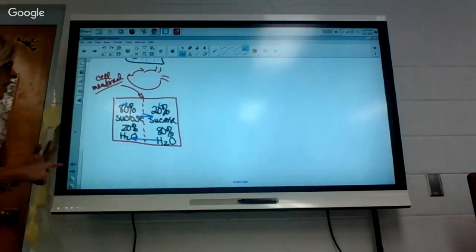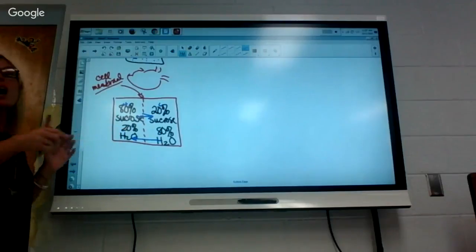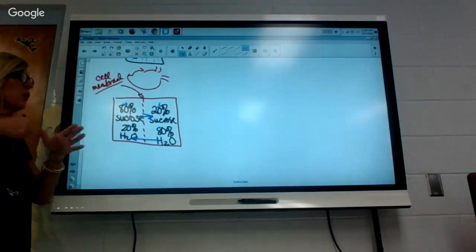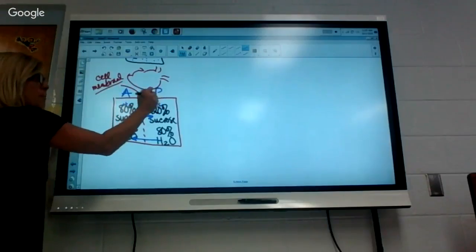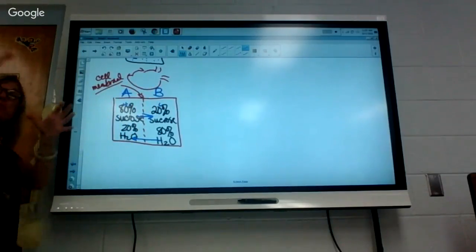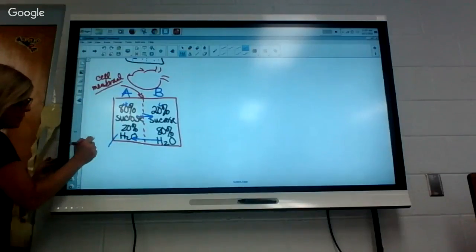Which of these is hypertonic? Because it has a whole lot of solutes in it. Is it side A or B? A. Right. Okay. Because it's sugary, it has a whole bunch. So this is hypertonic.